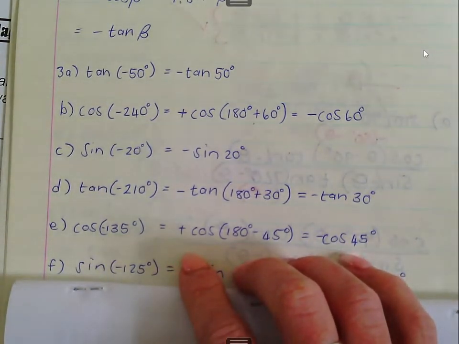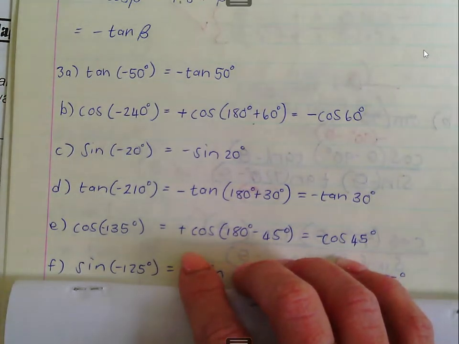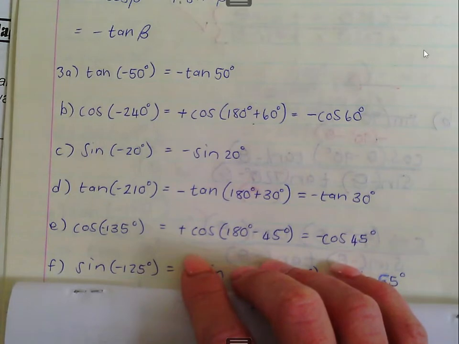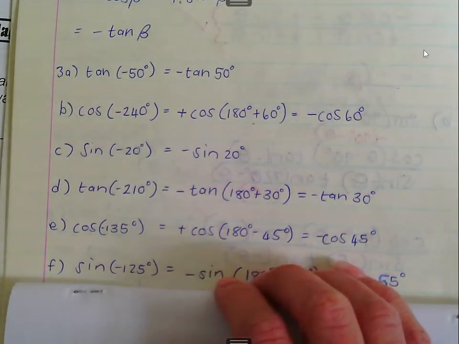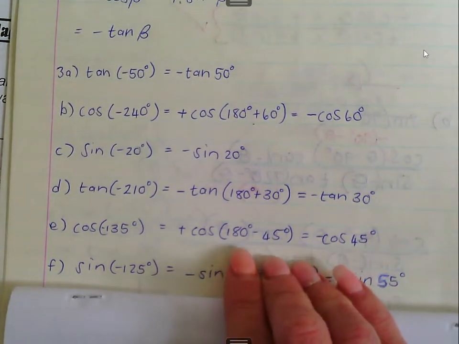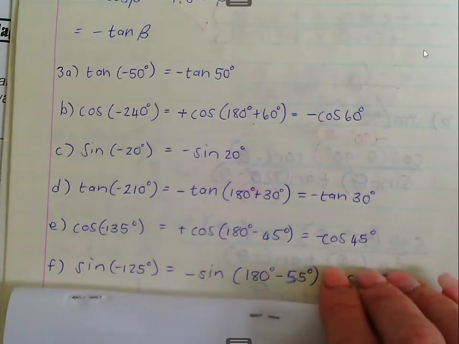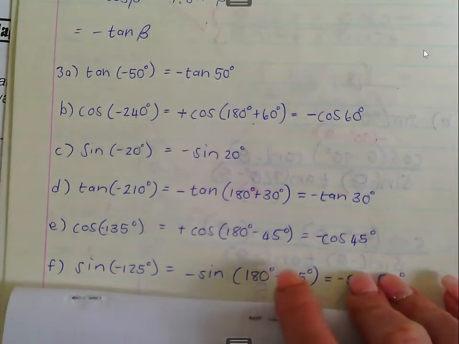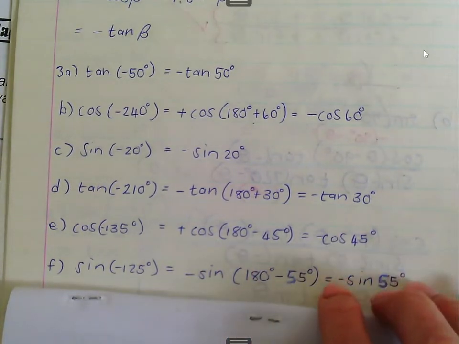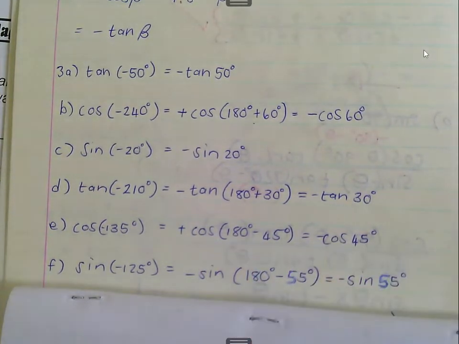Grade 11s, there are many things happening in one question. You have to concentrate. Don't make it more difficult than it has to be. Okay. The sin of a negative? Negative sin, 125? Minus 55, that's right. Sin in the second? Positive, but I already have a negative, so it's negative sin 55.